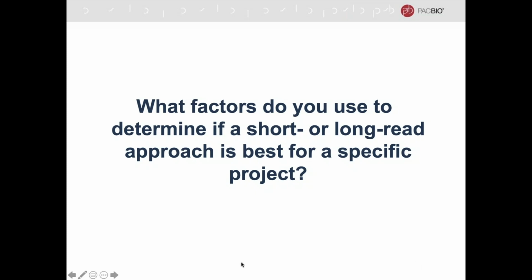If you're looking for structural variants that are longer than 50 base pairs, long reads is definitely the way to go. If you want to phase your variants, again, you would need your long reads. So yeah, every project is unique. I would say it's the scientific question that decides.